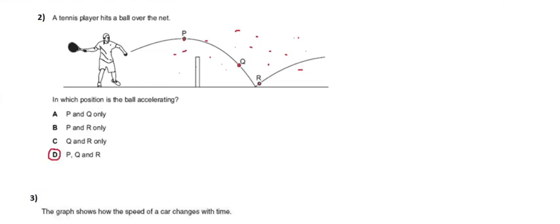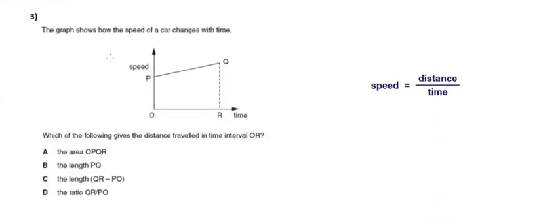Now we will see question number 3. The graph shows how the speed of the car changes with time. You can see this is the speed versus time graph. Which of the following gives the distance traveled in the time interval OR? This is the time interval, starting at O and ending at R. They are asking what the distance is, and this is the speed time graph. We know that speed is the distance divided by time. So what is the distance?